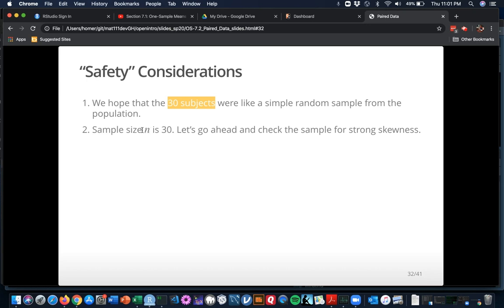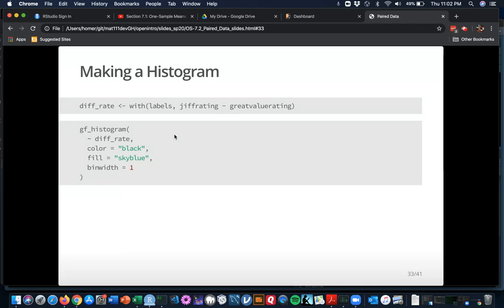And so I guess we're just fancifully pretending that it is here so we can work an example. Now the sample size is 30, which is right at that cutoff for big enough. So let's go ahead and be cautious and check the sample to see if it's too strongly skewed. Again, you'll have to compute the differences. With the labels data set as your reference point, compute Jif rating minus the great value rating. That's called diff rate, and just make a histogram of those differences.